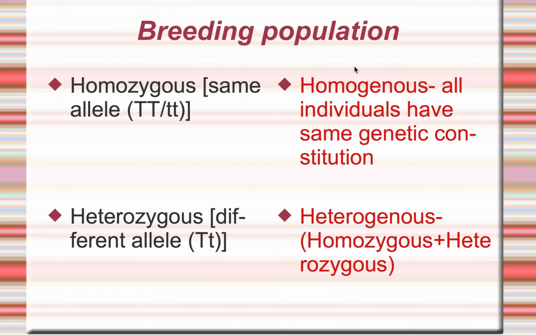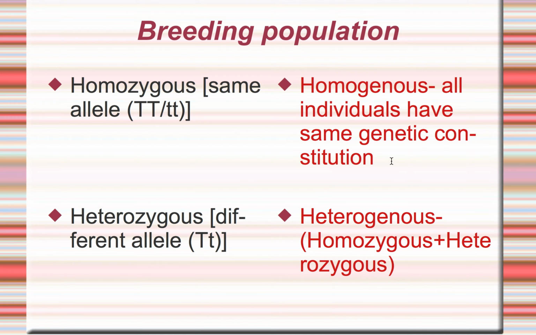A homogeneous population is nothing but one which has all the individuals with similar genetic constitution. That is, that group of individuals which are said to be homogeneous can have either an entirely homozygous tall character, or the entire population can have homozygous small t dwarf character, or the entire population can also have a heterozygous allelic constitution.